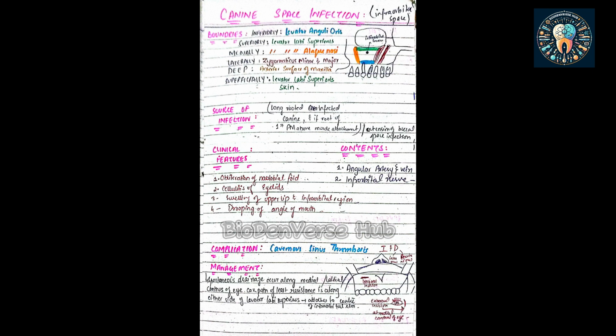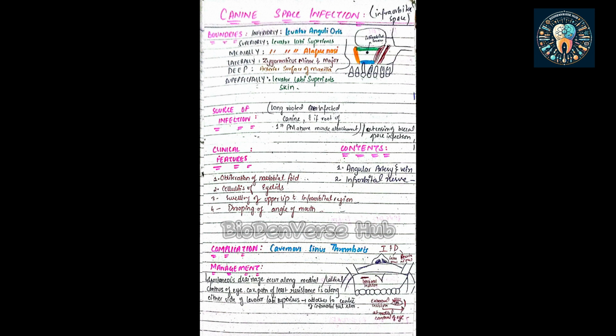Now as far as the management of canine space infection is concerned, we will see a spontaneous drainage that will occur along the medial or the lateral canthus of the eye, because that is the path of least resistance, and it is along either side of the levator labii superioris that attaches to the infraorbital rim. So we'll see a spontaneous drainage occur along this path.